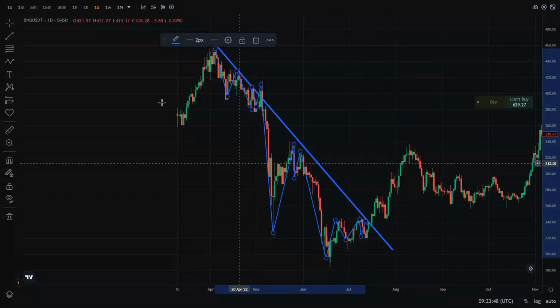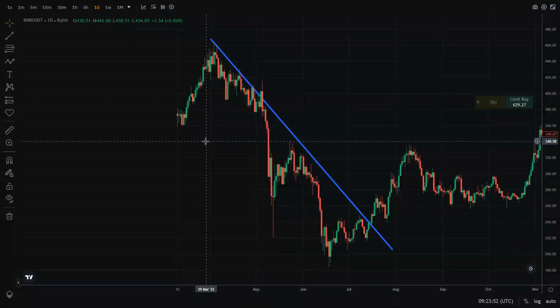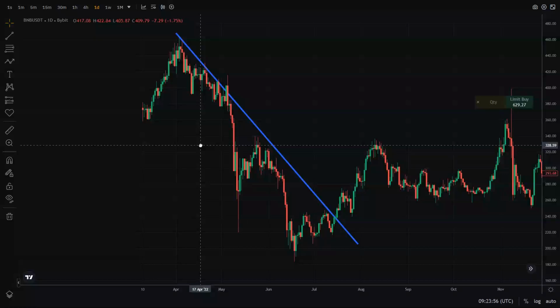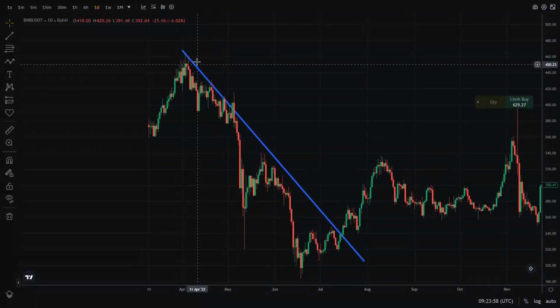All right, I'm going to delete this. So now, what does this tell you? It tells you that your trend line can act as a form of either support or resistance.